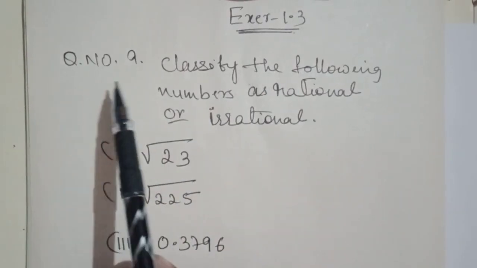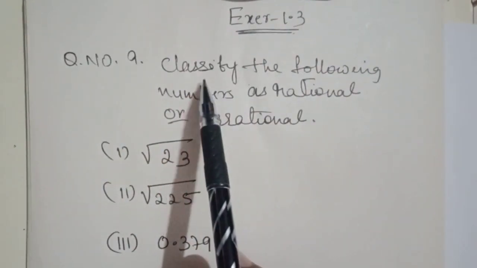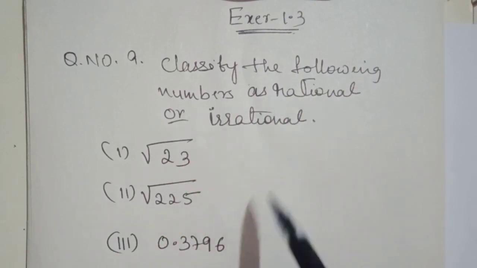Series question 9 of Exercise 1.3. Classify the following numbers as rational or irrational.